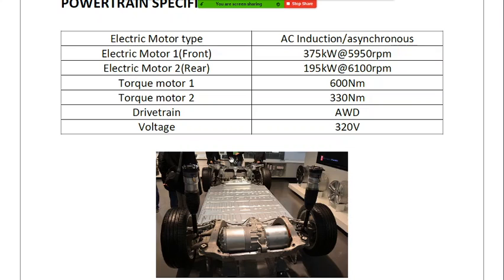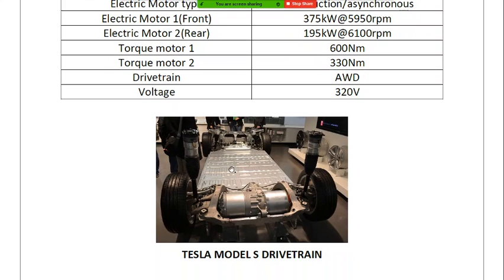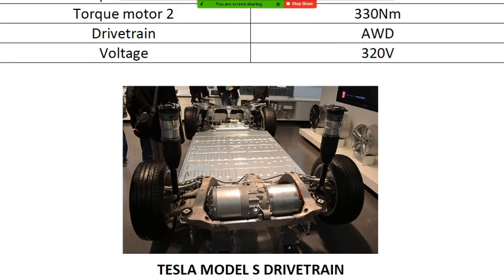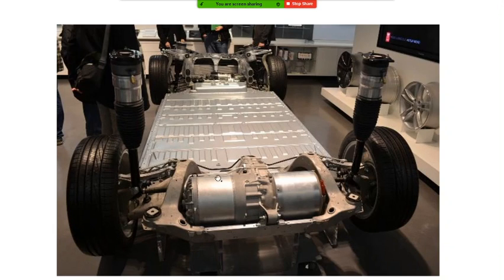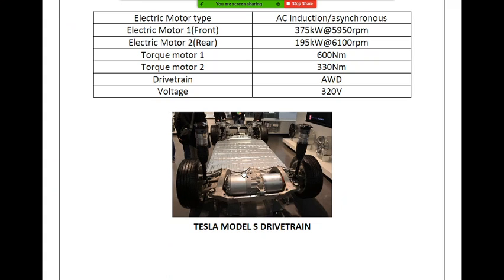The picture below the table is the Tesla Model S drivetrain. If you look closely at the picture, let me zoom in. This is the motor, and it is the rear part. You could see the front part also has a motor. So this is the drivetrain of Model S.